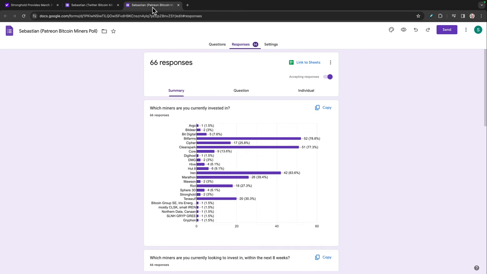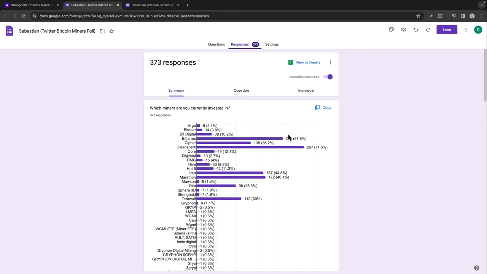I also have the data from Patreon here that I can take a look at for my members to see where they're looking as well. But overall, the big thing that I'm seeing here, whether it's through Patreon or through Twitter, is obviously a large interest in Bitfarms, Cipher, CleanSpark, Iron, Marathon, Riot, TeraWulf. Those are the ones having the most interest around them. You can see it here as well.